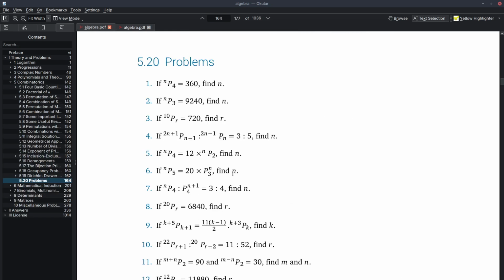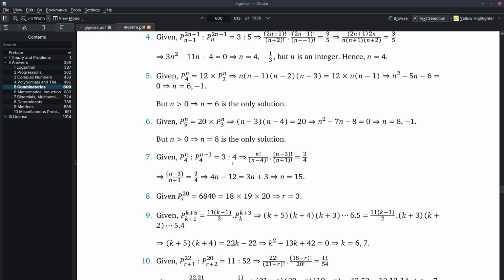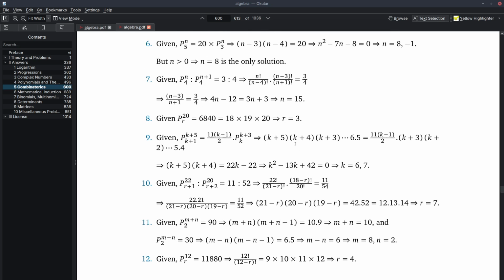Now, the next question is, if nP4 is to (n+1)P4 as 3 is to 4, find n. So this time it is written properly. We expand, we get n factorial by (n-4) factorial, and this is (n-3) factorial by (n+1) factorial, which is equal to 3 by 4. So we get (n-3) by (n+1) is equal to 3 by 4. We solve it and get n is equal to 15.